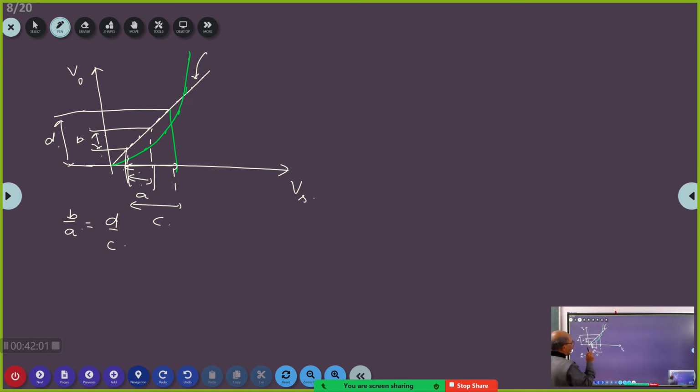Now, supposing it is non-linear, see here, A has changed by so much, and the corresponding change in B is so much. Now C has changed by so much, and the corresponding change in D. So in the case of this non-linear characteristic, B by A will not be equal to D by C.